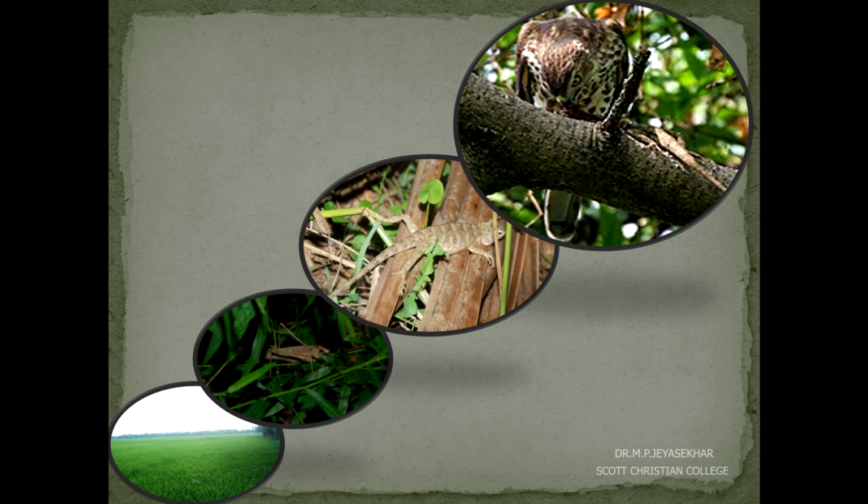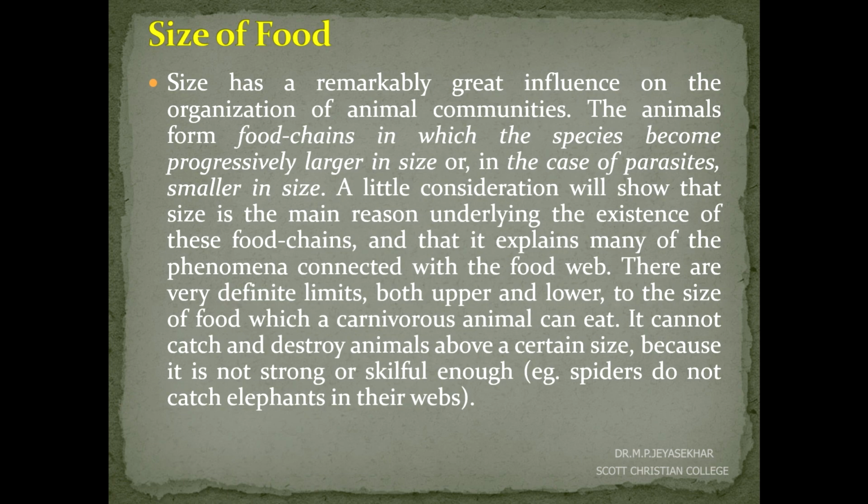In this other example, the grasshopper is there in the agricultural land, and this grasshopper is eaten by the coyotes. These coyotes are eaten by other carnivorous animals.